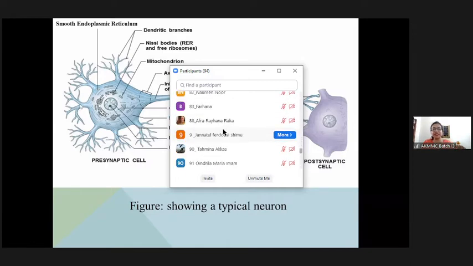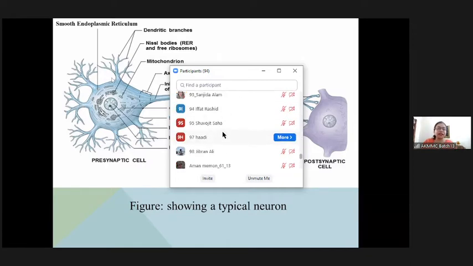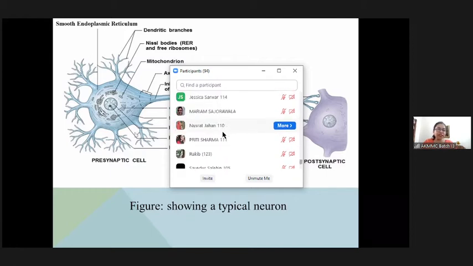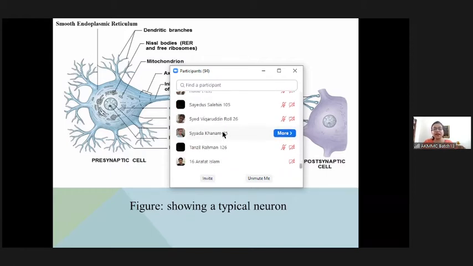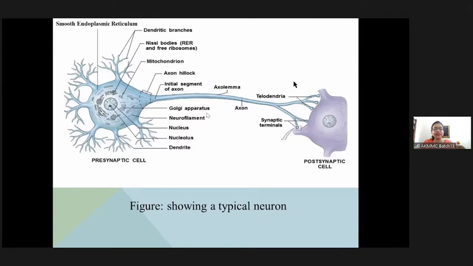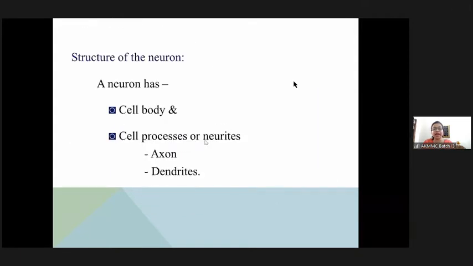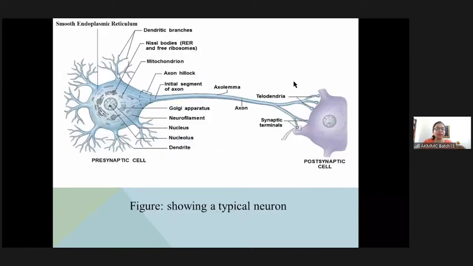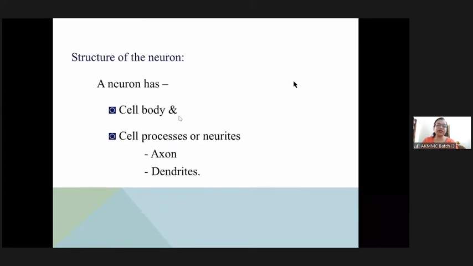Okay, some projection. Some small projections and one large projection. Large process and small process. These processes are combinedly known as neurites. These small processes are dendrites and this long process is axon. Okay, then what are the parts of a neuron?